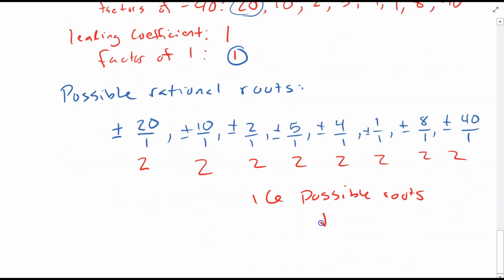And if I have 16 possible roots, that means I would have 16 possible factors. So we went from infinitely many possible factors to check, which stinks, to 16. That's a heck of a big improvement, right? Now 16 is still a lot, but it's way better than infinite. And we're going to see a little bit later a way to help pare that down even a bit more.